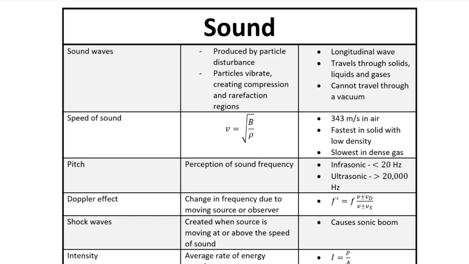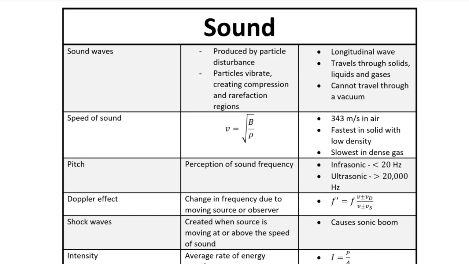In air at roughly 20 degrees Celsius, the speed of sound is equal to roughly 343 meters per second. Again, as we just saw in a question, the speed of sound is fastest in a low density solid and slowest in a high density gas.